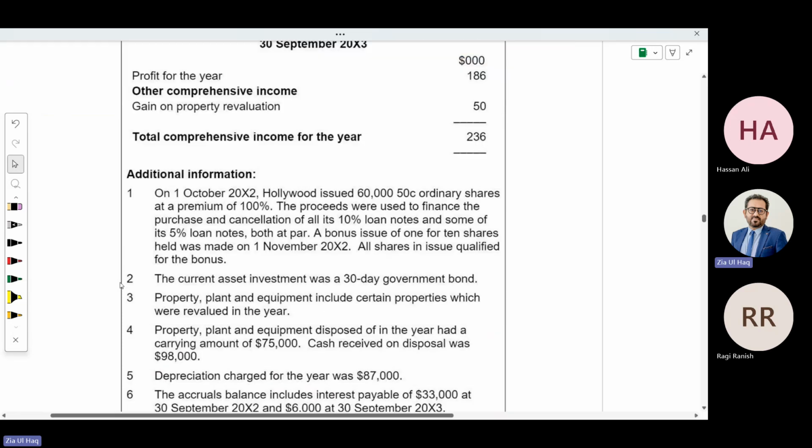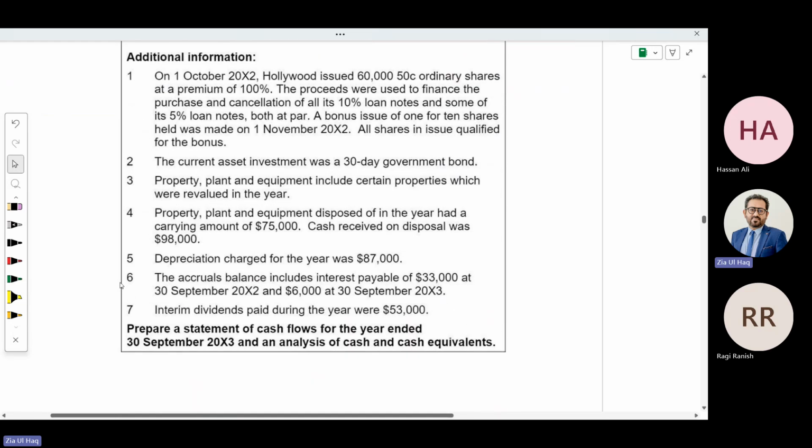And then there is some other additional information, and they have asked to prepare a statement of cash flow for the year ended 30th September 20x3 and an analysis of cash and cash equivalent. Let's take a break for 15 minutes. After break, we will cover this question.